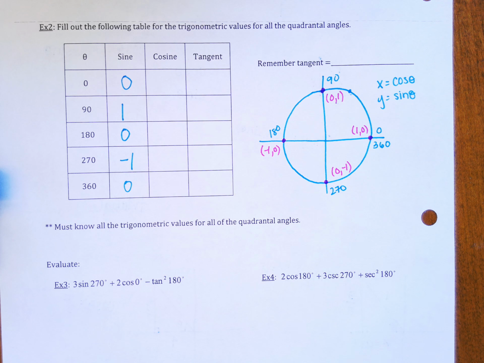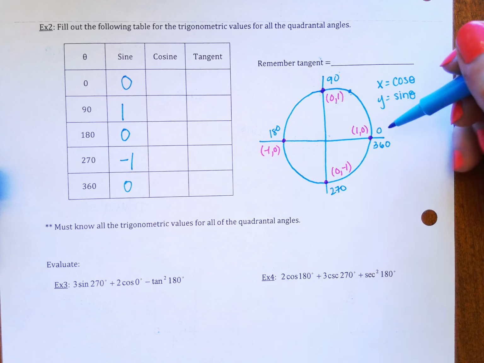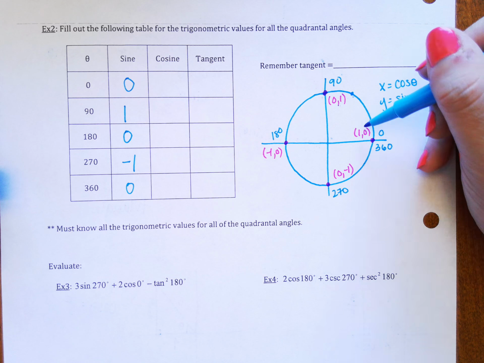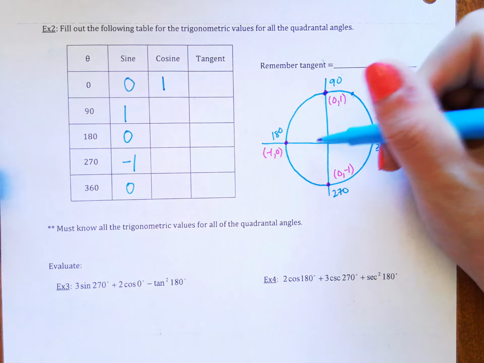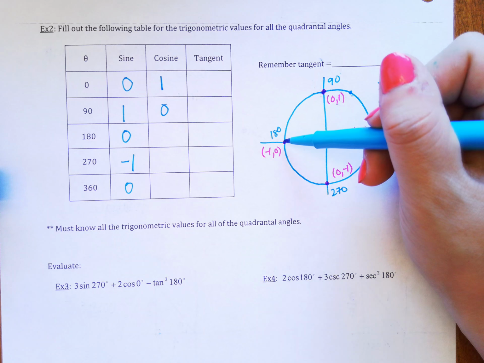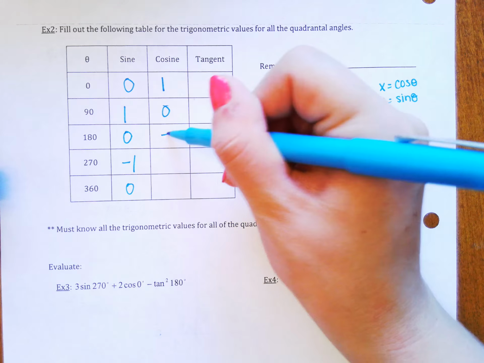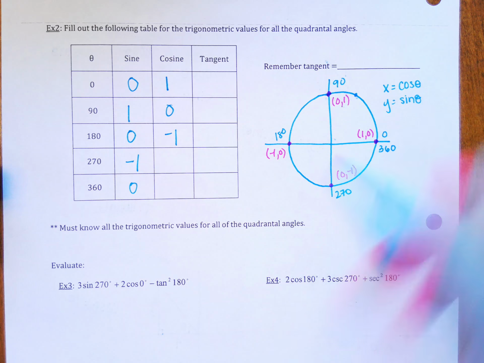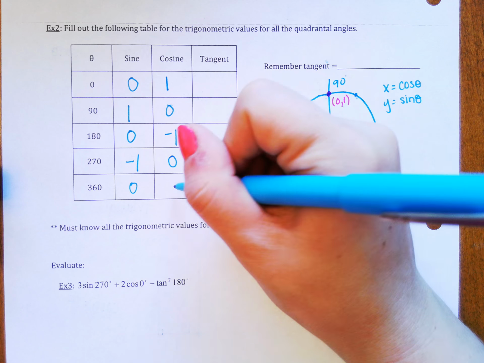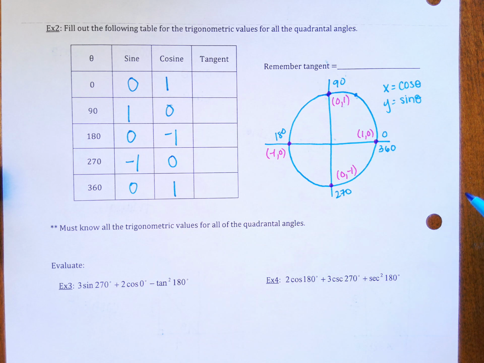So same thing with cosine. If I was looking at cosine of 0 degrees, I would be looking at my x value, so that would be at 1. At 90 degrees, my cosine is 0. At 180 degrees, my cosine is my x value at -1. And at 270 degrees, my cosine again is my x value, which is at 0. And then back at 360, I'm back at 1.